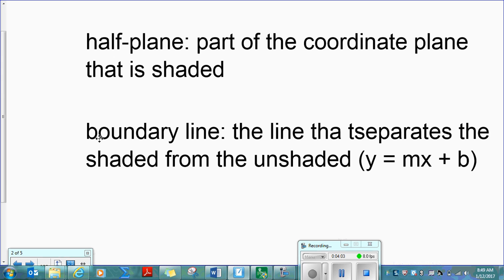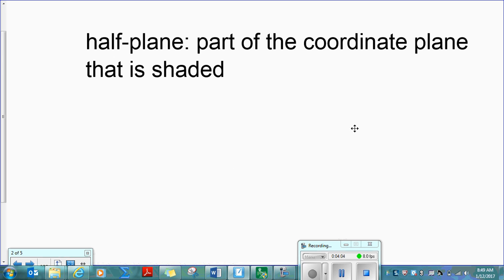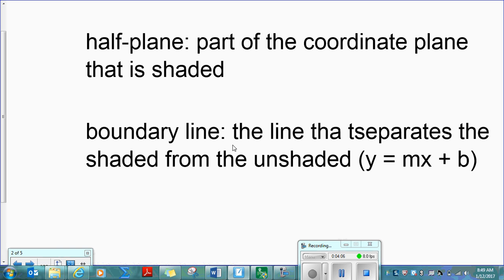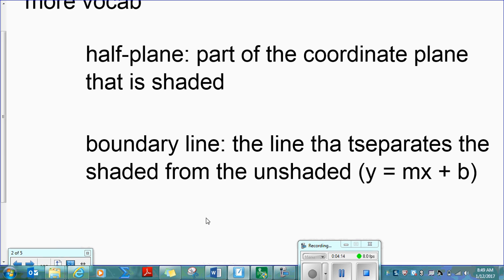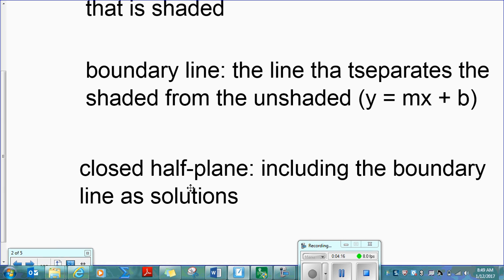The boundary line is the line that separates the shaded from the unshaded. So that's going to be your y equals mx plus b line that you plotted. And a closed half plane is when we are including the boundary line as all of our solutions.